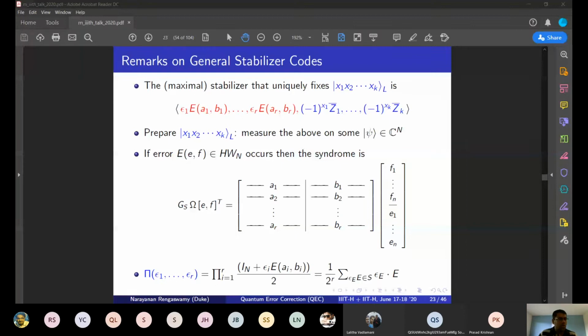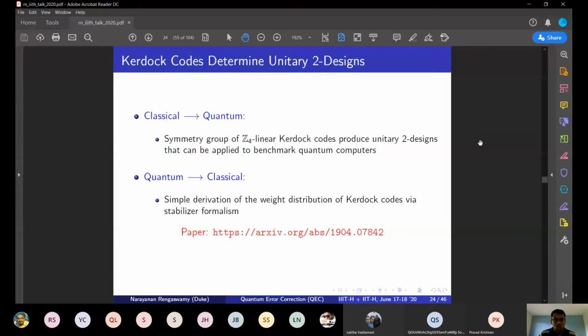Okay, let me continue. At this point, I just want to advertise one classical coding connection. I'm not going to delve too much into this, but I thought it could be interesting for some of you. Classically, for people familiar with classical coding, you might have heard about Kerdock codes. These are actually unions of cosets of Reed-Muller codes. So these live inside the second order Reed-Muller code.